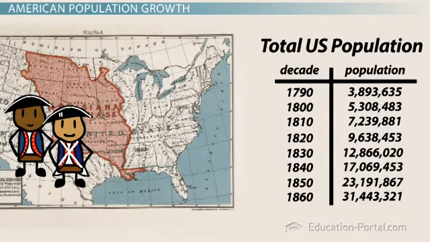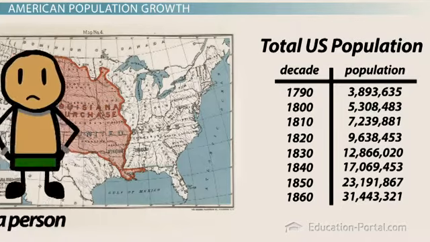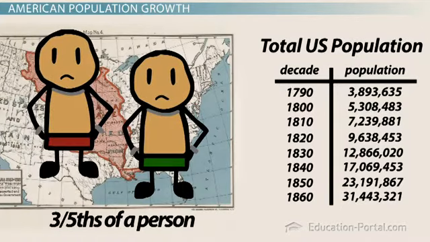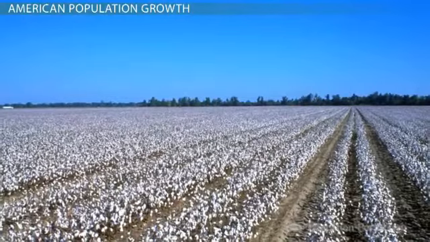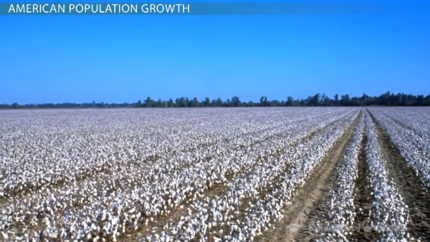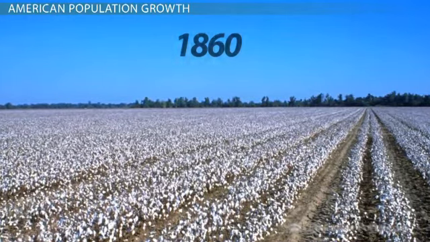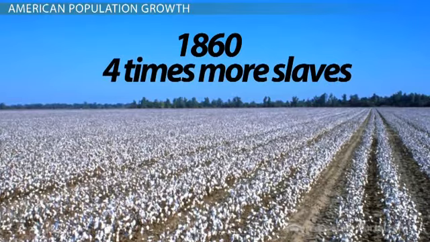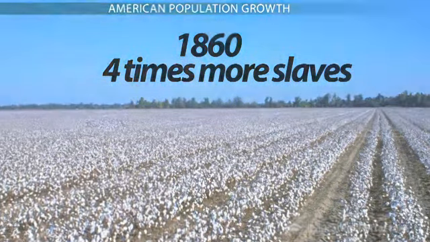Now, this chart also doesn't identify race, but you should remember that slaves were counted as 3/5 of a person for population purposes. Logically, some of this rise in population was a result of an increased slave population. Though the importation of new slaves had been banned in 1808, the introduction of cotton into Southern agriculture created a sharp increase in the demand for slave labor. By the time President Lincoln was elected in 1860, there were 4 times more slaves than in Jefferson's day.